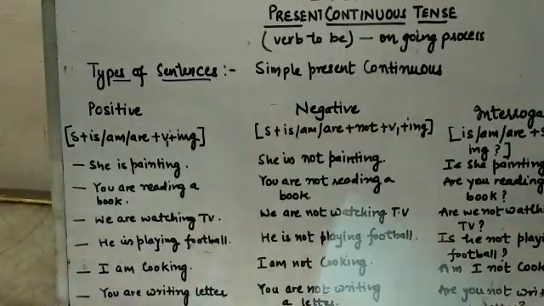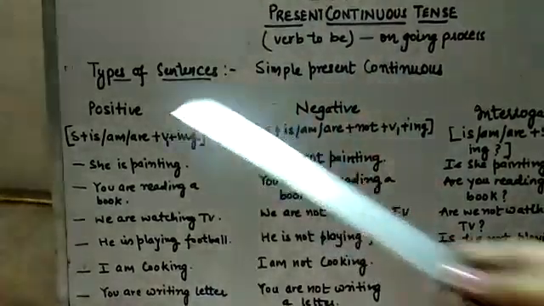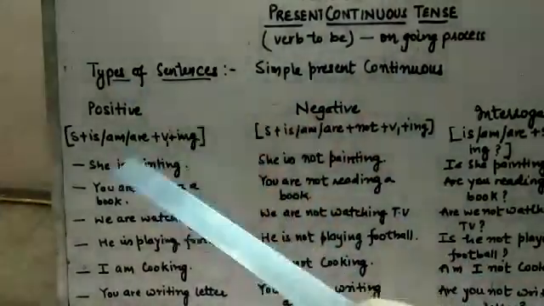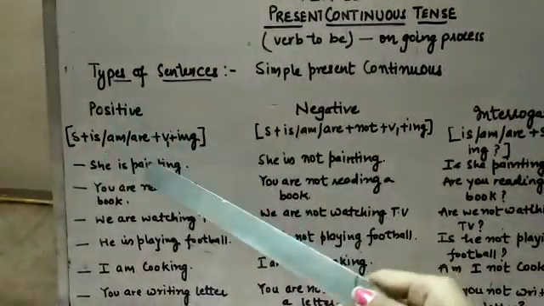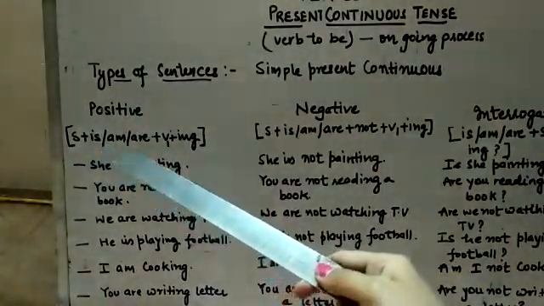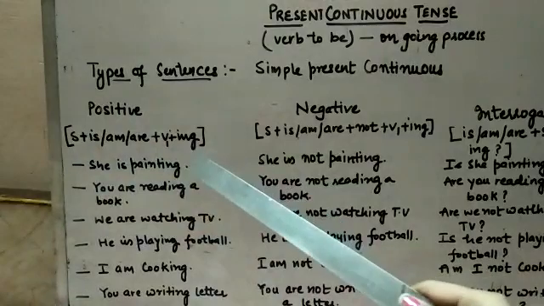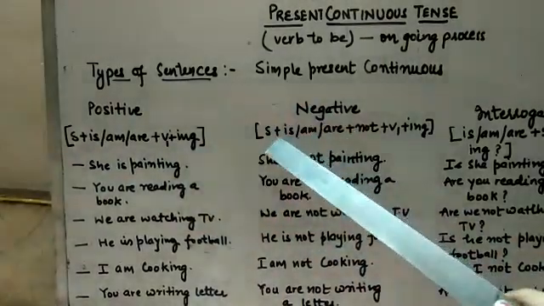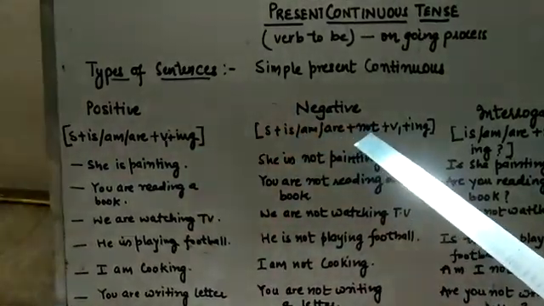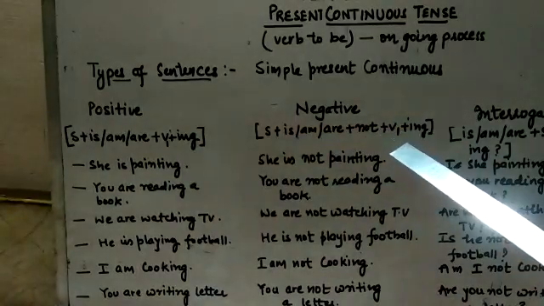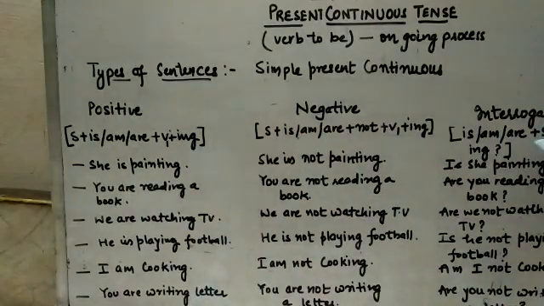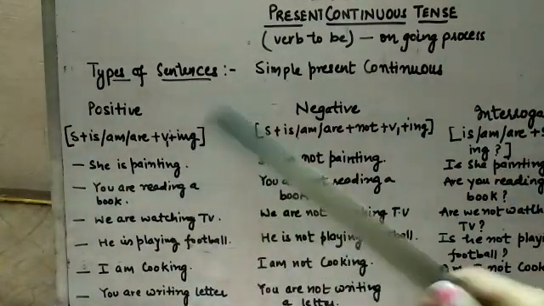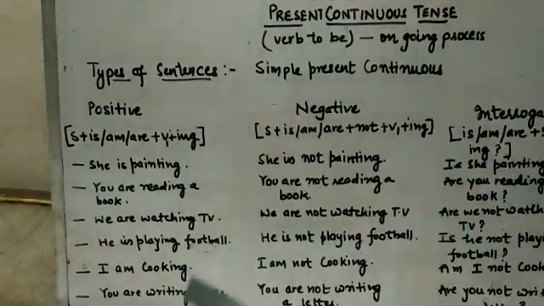Alright, now let's look at these examples of different types of sentences: positive, negative and interrogative. For positive, the formula is easy. Subject plus is, am, are plus first form of the verb plus ing. For negative, it is subject plus is, am, are plus not plus V1 plus ing. For interrogative, it is am, is, are plus subject plus V1 plus ing. Let's have a look at the examples and how these sentences are transformed.